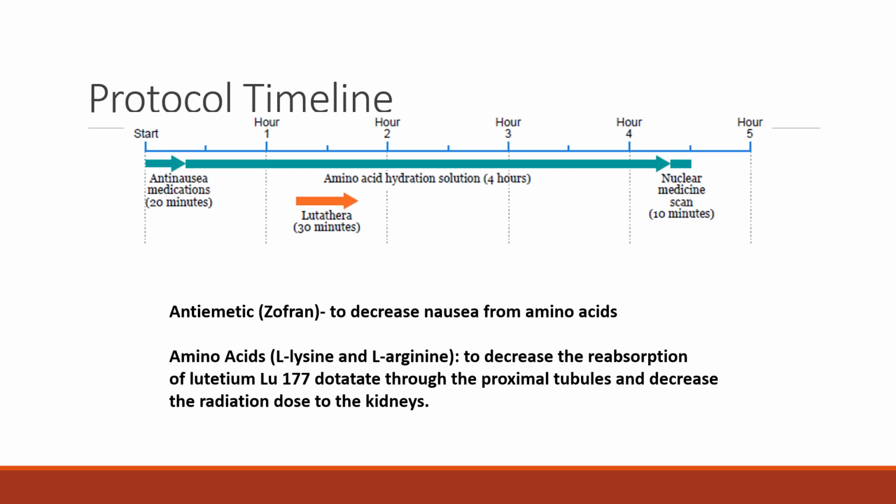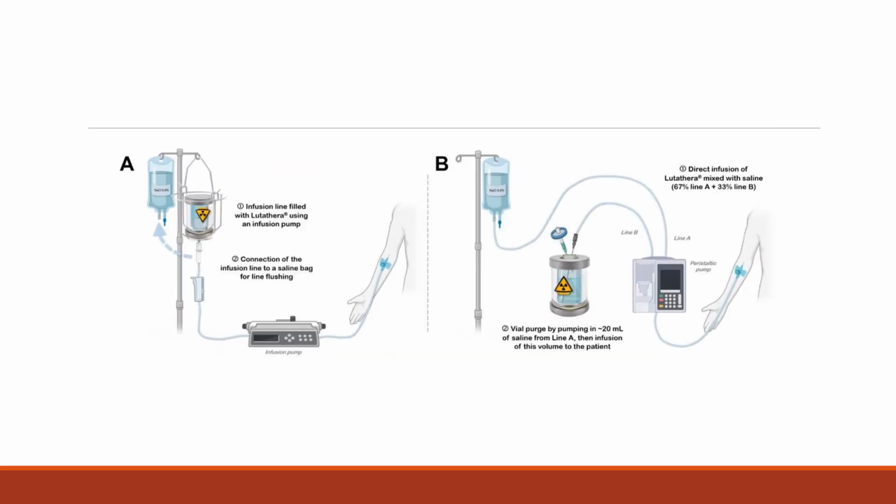Antiemetic is started, and then about a half hour later, the amino acid is started. That amino acid hydration runs for about 4 hours, but partway into that, the Lutathera is given, and the amino acids are L-lysine and L-arginine, and this is done to decrease the reabsorption of lutetium through the proximal tubules and decrease the dose to the kidneys. So it's protecting the kidneys.